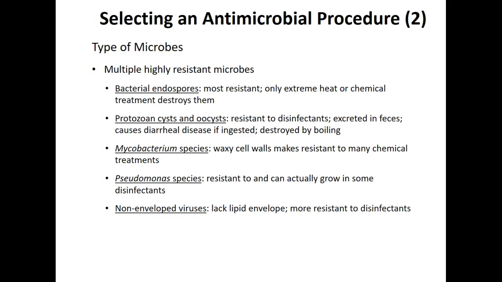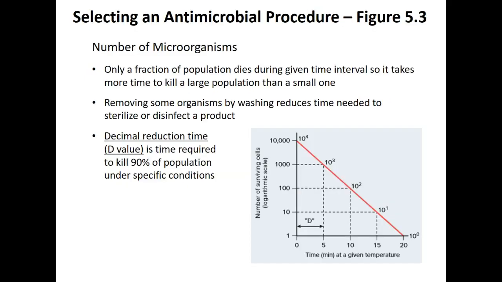So you've got several types of microbes that are highly resistant, and when choosing the proper antimicrobial procedure, depending upon whether you need sanitization, disinfection, or so forth and so on, you would have to account for these organisms or microbes accordingly. Next up, the number of microorganisms.